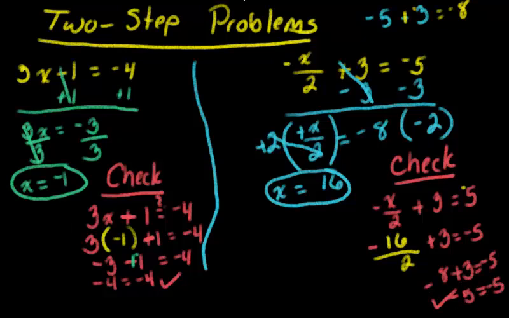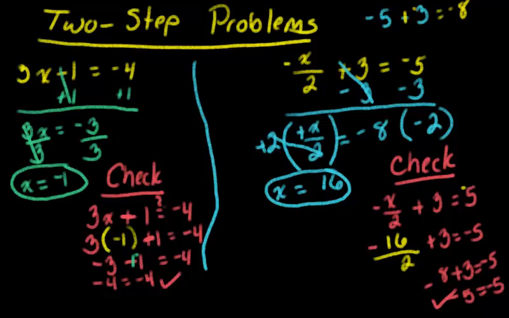That checks out. So this is how to do our two-step problems. First, we isolate the variable, and again, we're using our inverse operations, and then we solve, and then we check our work.